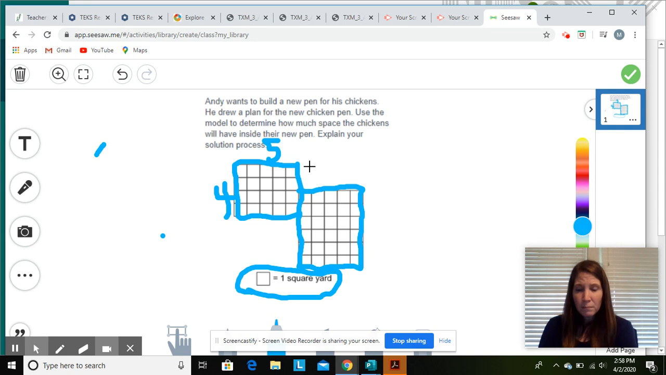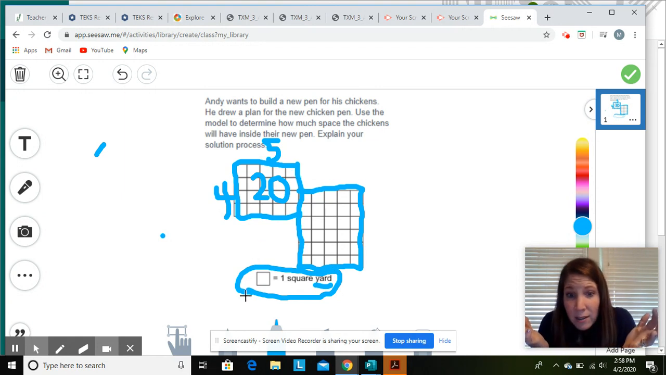What do we get? Well, we can count by fives 4 times. 5, 10, 15, 20. So this square has a total area of 20 square yards. Remember that word yards right here? That's what I'm using. 20 square yards. Okay. Now what are we going to do? Are we finished? No, we're not. We are not finished.